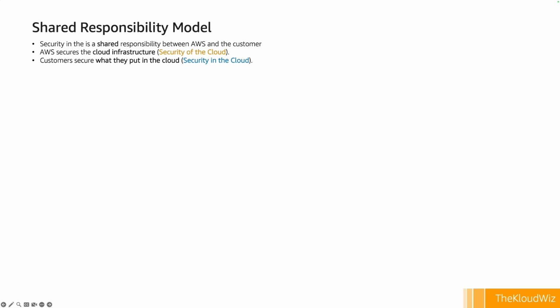Customers, on the other hand, are responsible for what they put into the cloud. So talk of their applications and their data. However, these responsibilities change depending on the type of service that the customer uses, whether it's a managed service or a self-managed service. So let's look at the AWS responsibility.